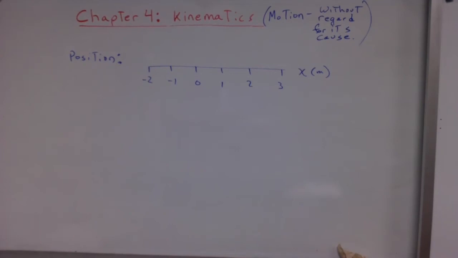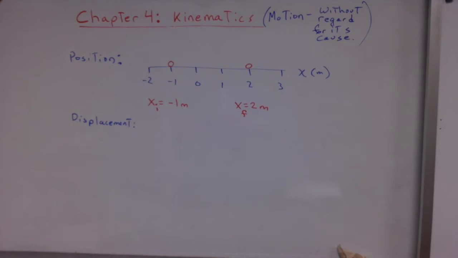We'll start with just position. We have an x-axis labeled in meters. We can ask ourselves, where is that ball? We'd say the position is at -1 meters. The ball later is found at x equals 2 meters. We have an initial and a final position.